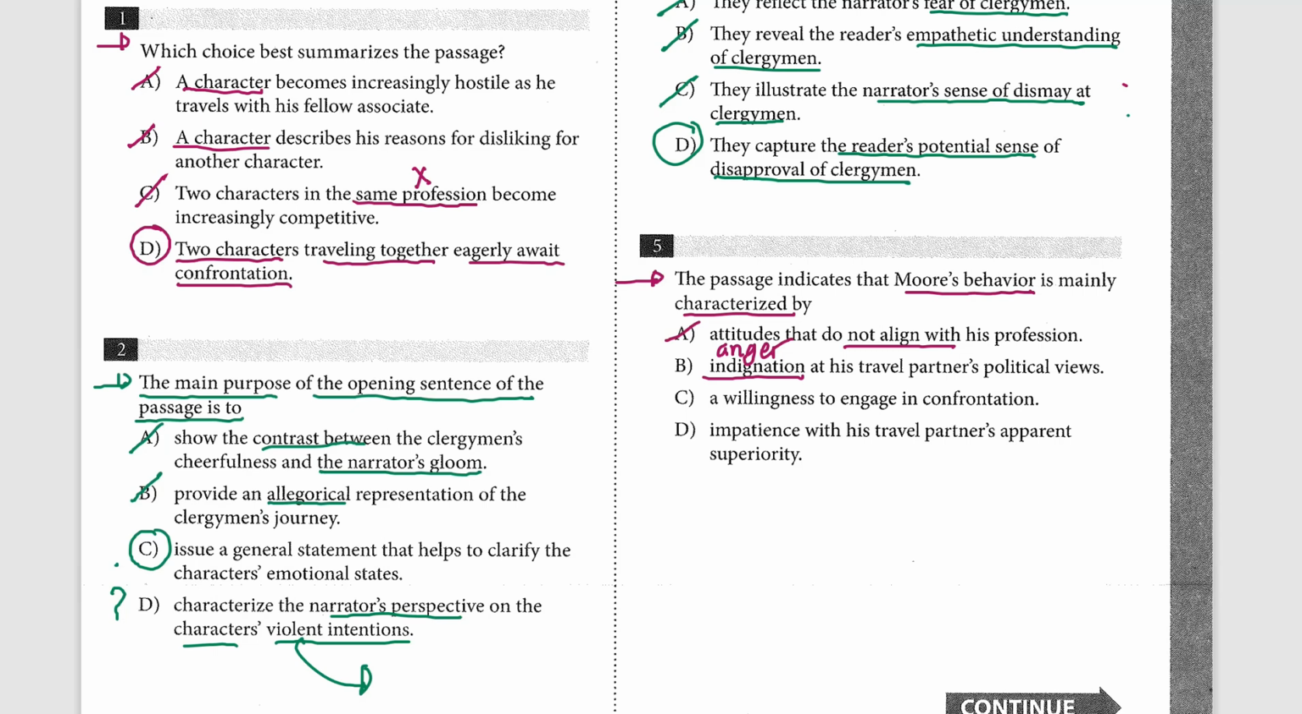Willingness to engage in confrontation, he has the desire to engage in confrontation, of course quite possible. Impatience with his travel partner's apparent superiority, as if Hellstone is showing him a lot of superiority and looking down on him and despising him, and all of that was not there. Let me tell you something. B is quite tempting, but the answer is C.